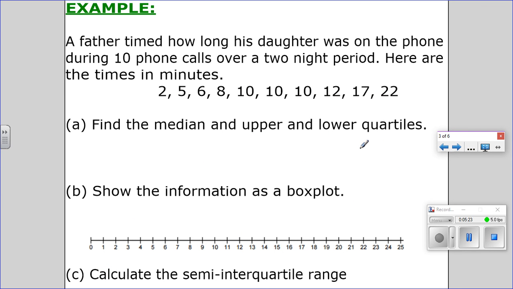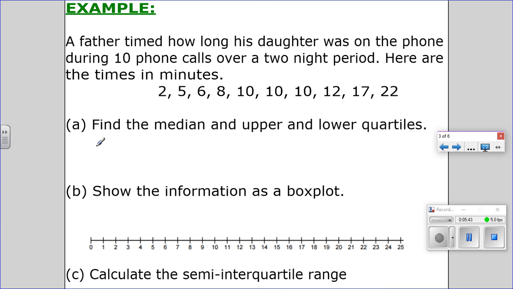A father timed how long his daughter was on the phone during 10 phone calls over a 2-night period, and here are the times in minutes. Okay, and I was nice to you this time, and I put them in order. So we've got 2, 5, 6, 8, 10, 10, 10, 12, 17, and 22. The first part of the question is asking us to find the median and the upper and lower quartiles.